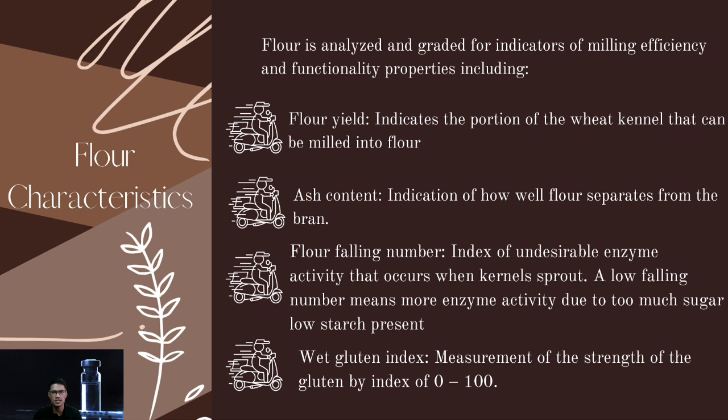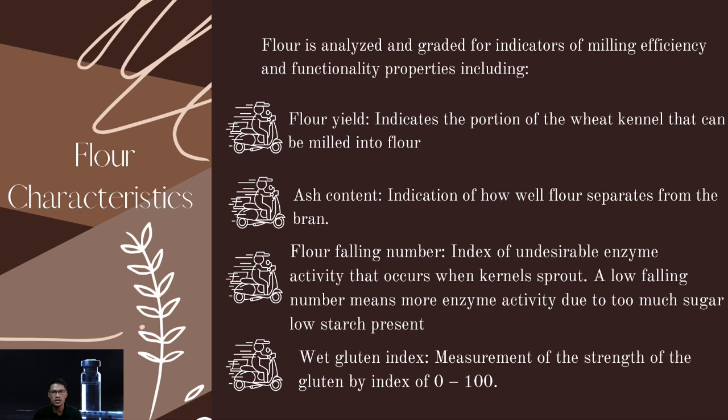As for flour characteristics, flour is analyzed and graded for indicators of milling efficiency and functionality properties, including the first one, flour yield. It indicates the portion of the wheat kernel that can be milled into flour, which is a significant indicator of milling profitability. The second one is the ash content, which indicates how well flour separates from the bran. It is expressed as a percentage of the initial sample weight.